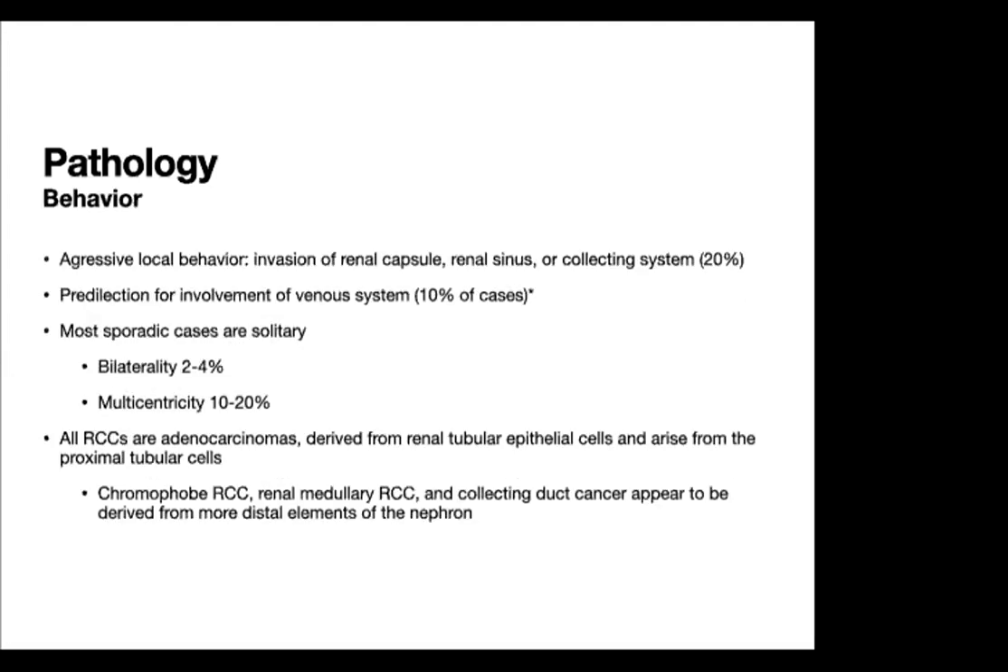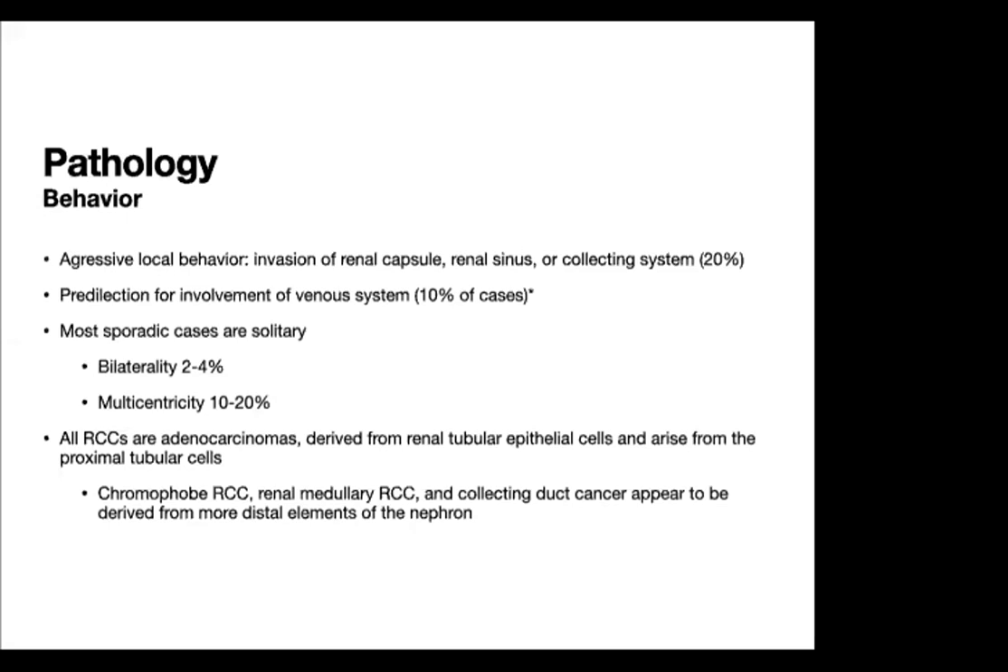For the behavior, aggressive local behavior can be seen in invasion of the renal capsule, the renal sinus, or the collecting system, which occurs in 20% of cases. There's also a predilection of malignant renal tumors for involvement of the venous system, which occurs in 10% of cases, more often than any other type of tumor. Contiguous tumor thrombi can extend into the renal vein and IVC and ascend as high as the right atrium.